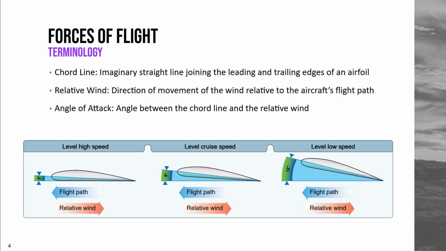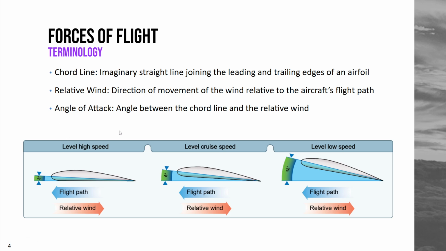So let's cover some terminology here. First is chord line. It's the imaginary line drawn from the front of our wing, or the leading edge, and the very back of our wing, or the trailing edge. So the line drawn between the very front, the leading edge, and the trailing edge is our chord line. Now, our relative wind is the direction of the wind relative to the aircraft's flight path. So it's always opposite the aircraft's flight path. So if we're maintaining altitude, that's just going to be straight and level.